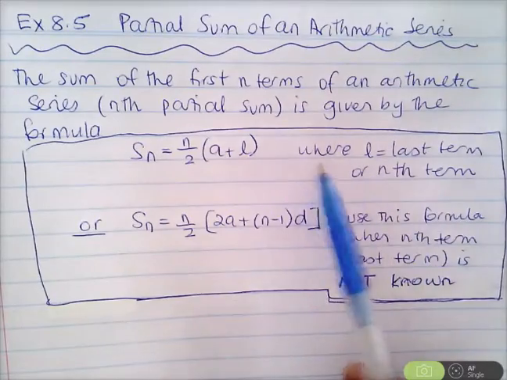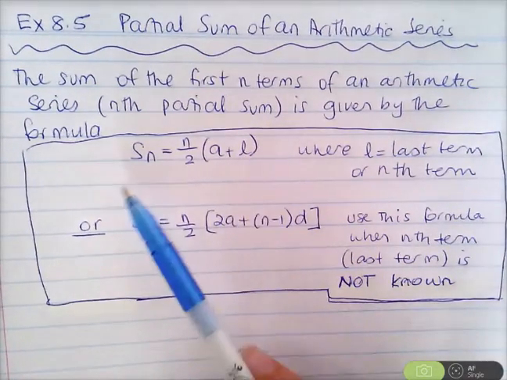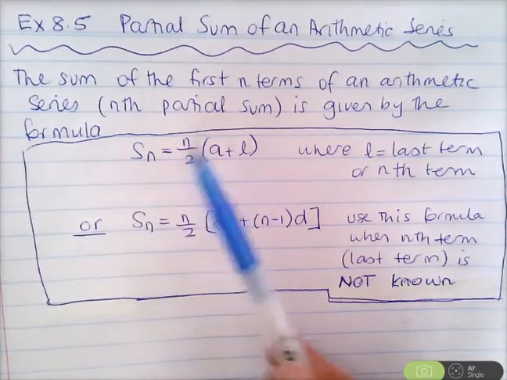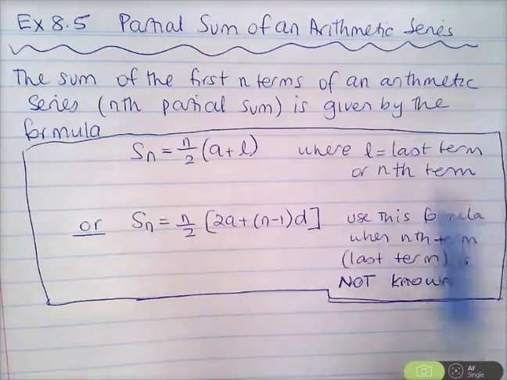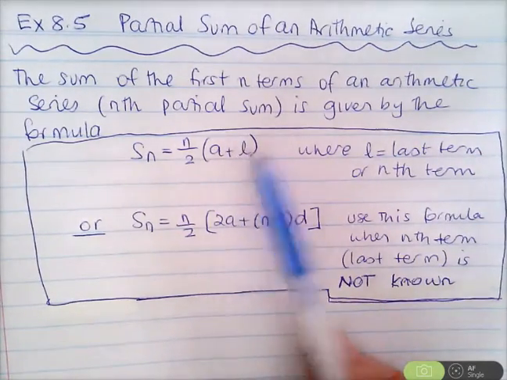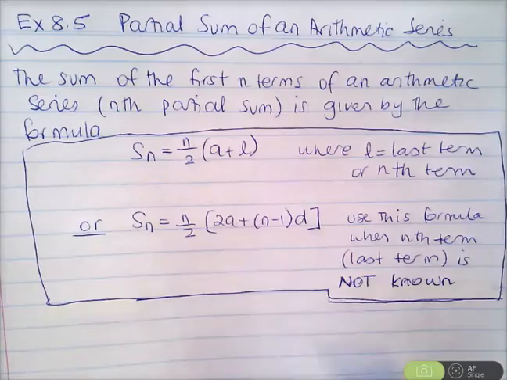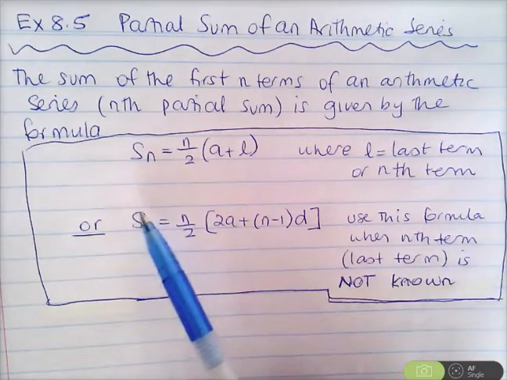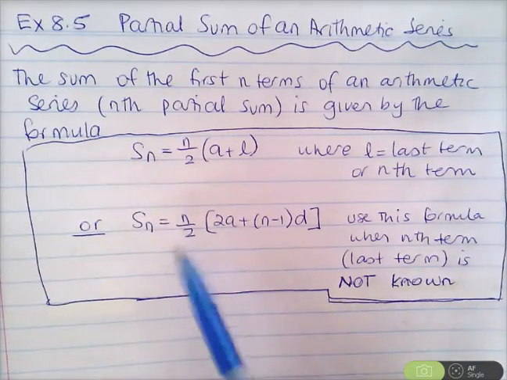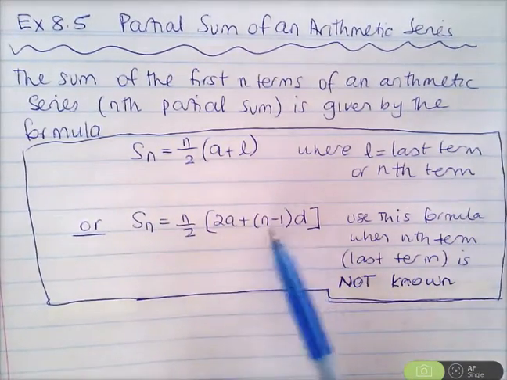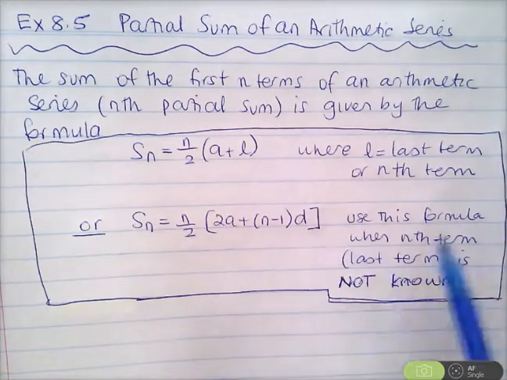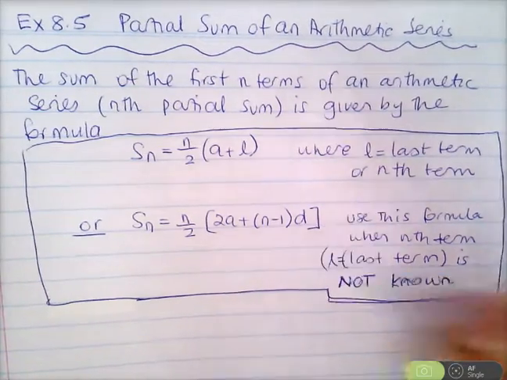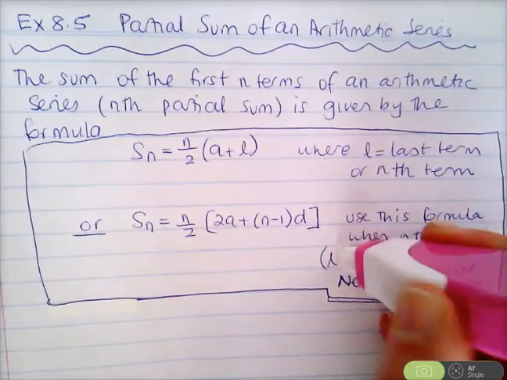So if you know the first and the last term of a series and how many terms there are, this formula, S sub n equals n over 2 (a plus l), will give you the sum of those n terms in the series. Now, if you do not know what the last term of a series is, you would use this formula: S sub n equals n on 2 bracket 2a plus (n minus 1)d. We use this second formula when we don't know the nth term, or what the last term is.